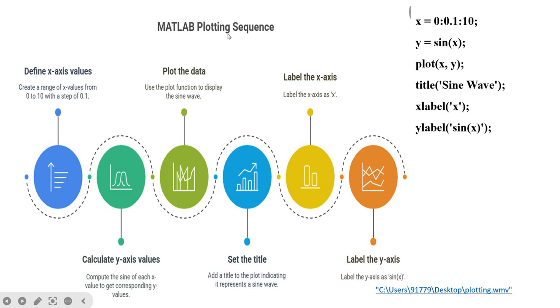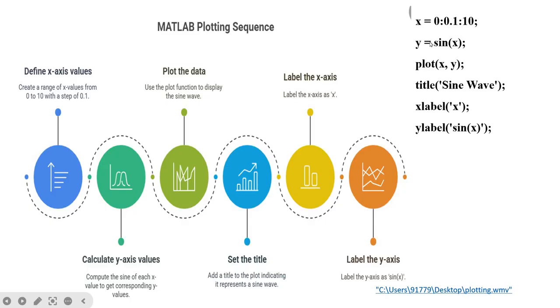Next is MATLAB plotting. Okay, so here what happens is, suppose we have x is equal to 0:0.1:10. Now we can plot the data very easily by using this command. Here we define the x-axis values. So it will create a range of x values from 0 to 10 with a step of 0.1. You can change this value and see the output you get.